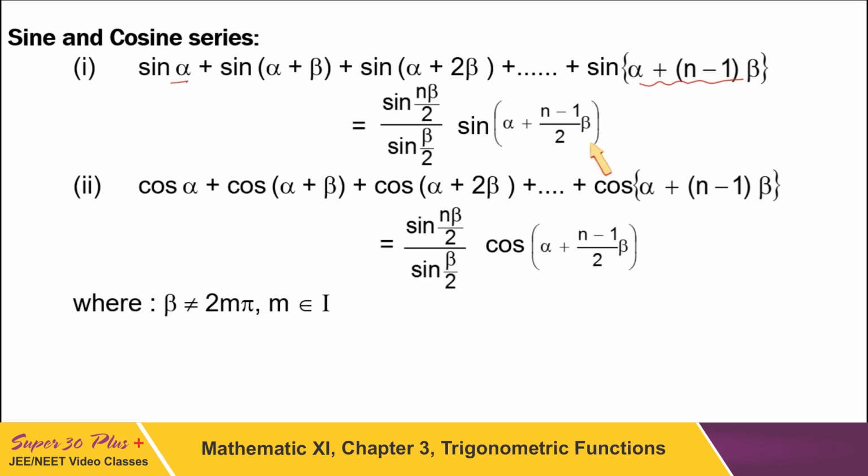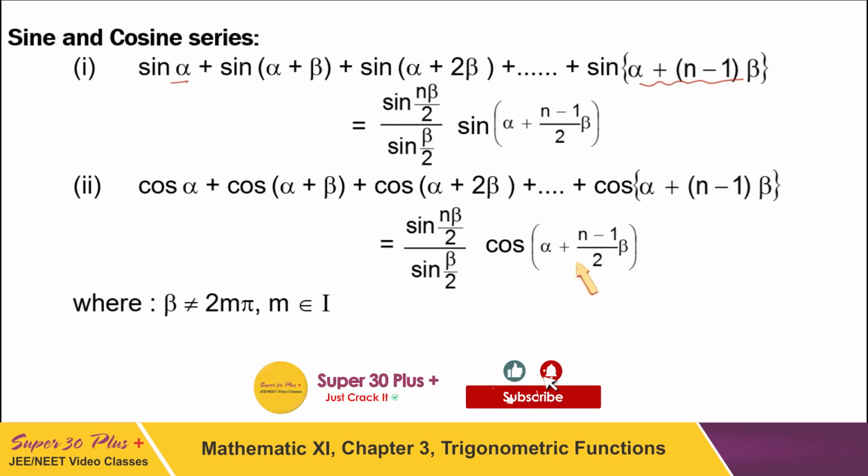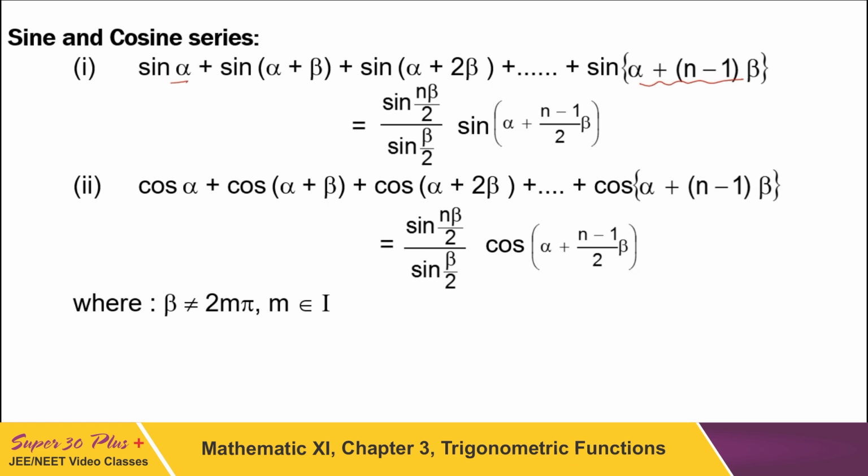Similarly, we can find the summation of the cosine series, that is cos alpha plus cos alpha plus beta plus dot dot dot cos alpha plus n minus 1 beta, and it is equal to sine n beta by 2 upon sine beta by 2 into cos alpha plus n minus 1 by 2 into beta. The difference of these two formulas is this: if the series is of sine, then here is sine; if the series is of cos, then here is cos.